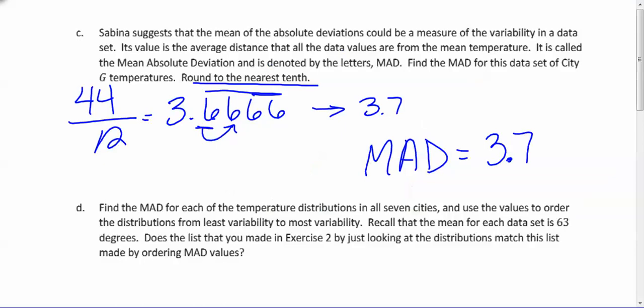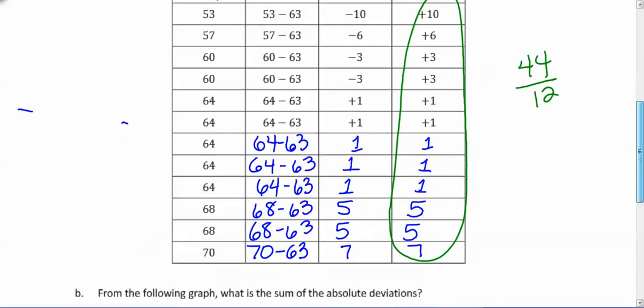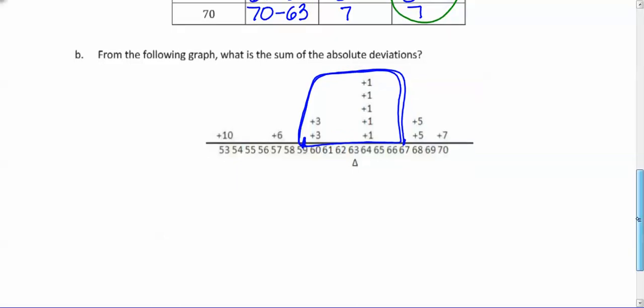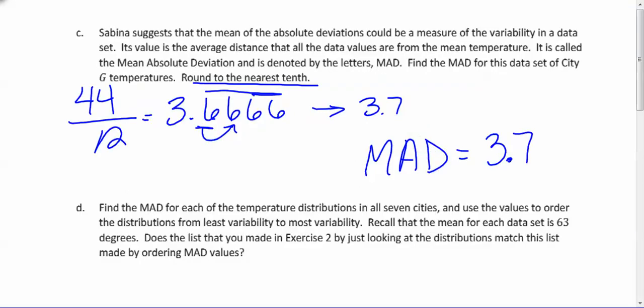When you do that, you're going to get 3.6 repeating, so you would round that to 3.7. So the MAD here is 3.7. If I go back to the page before, that means typically the temperatures are within 3.7 degrees of 63, right? I kind of try to draw that here on this deviation plot they made. All right, so I kind of got distracted there.